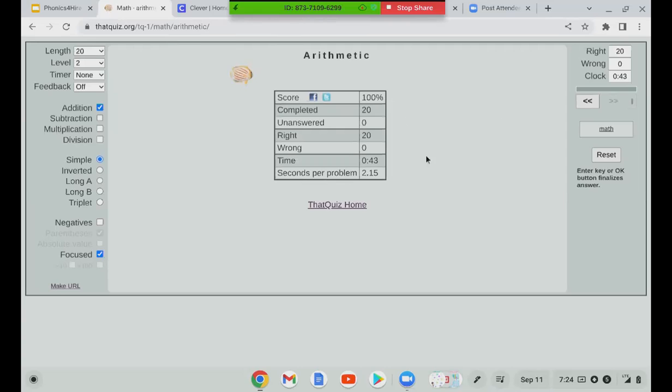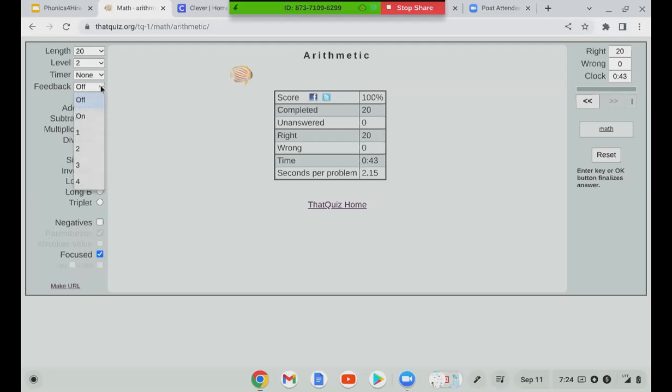So right here it tells you my score, how many problems I completed, and how much time it took me right here. How many seconds I spent on average on each problem, how many problems I got right, how many more answers, all of that. So let me go back and show you.